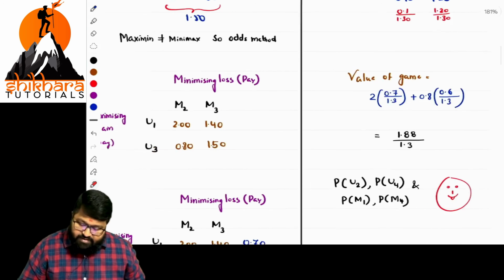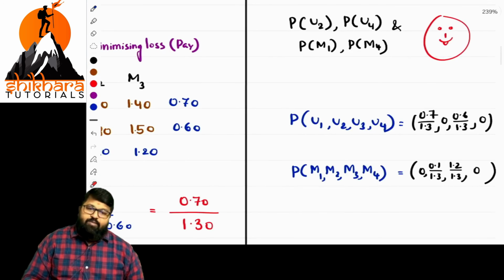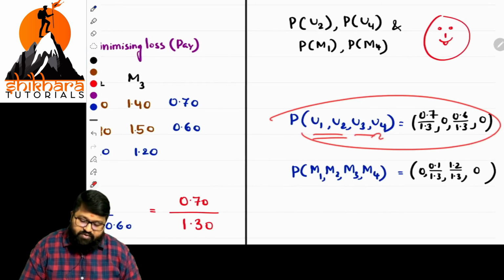Am I clear now? This is a problem. And now let us go to the other one. Also, at the end, it is a basic requirement: you have to mention the probabilities. The probabilities for all the values, U1, U2, U3, U4.